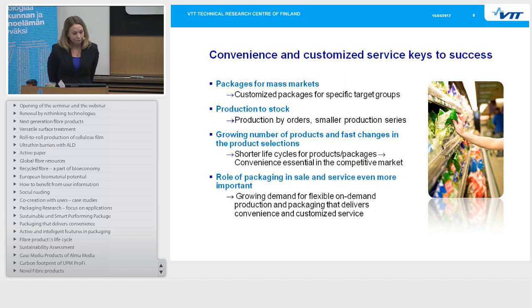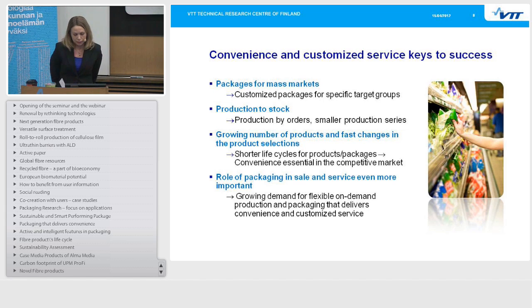To conclude my presentation, I would like to point out these few trends. Packages for mass markets are not enough anymore in all cases. We also need customized packages for specific target groups. Production to stock is changing and has already changed a lot to production by orders.